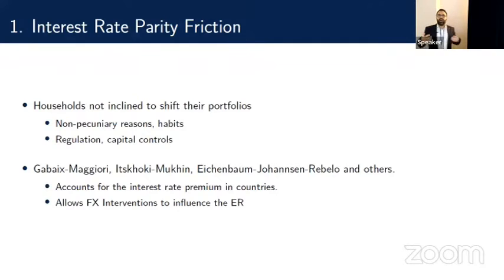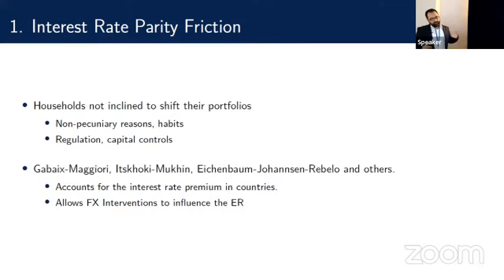In our model, households have some non-pecuniary love for their portfolios. They don't want to deviate too much from their target portfolio, and this target portfolio is exogenous. Why would they not want to deviate from their portfolios? It could be habit. It could also be regulation.